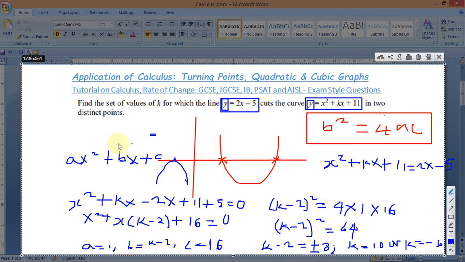So what is the range of values of k? So that is minus 6 less than k, and k less than or equal to 10. Okay, so that's the range of values. Find the set of values. So this is the set of values now.